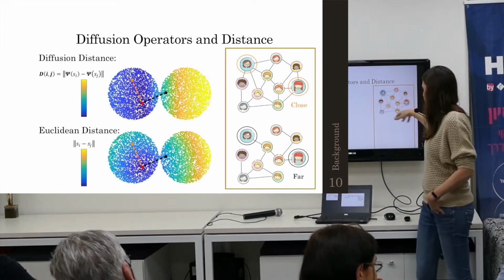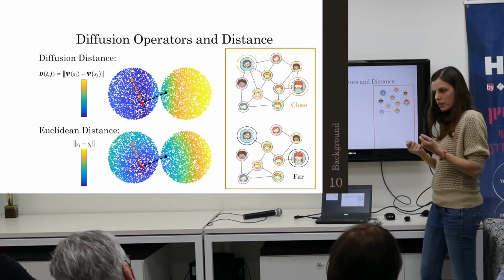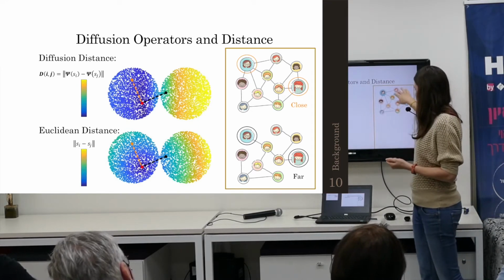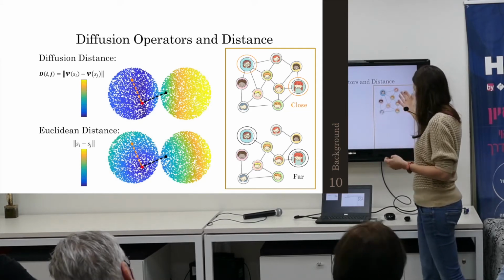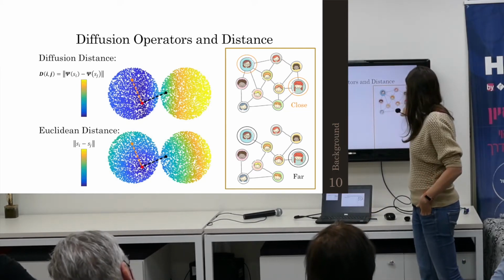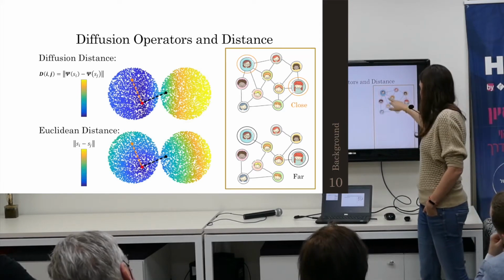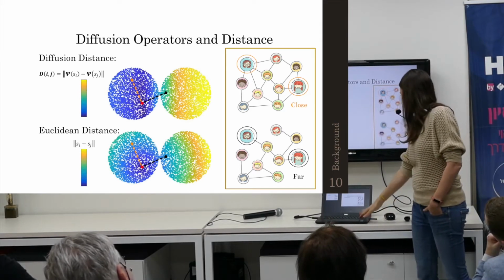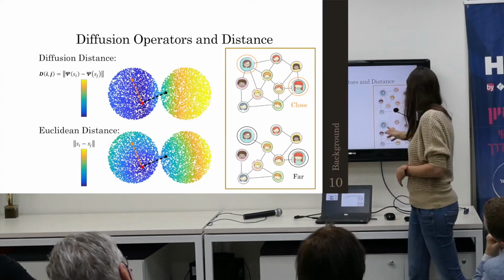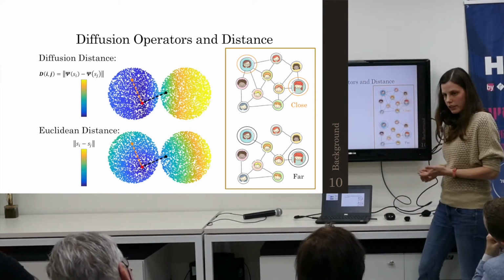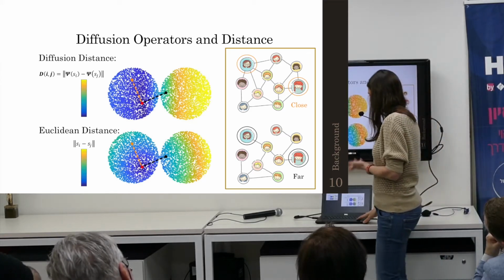If we have a network of friends, the diffusion distance is defined based on the number of paths connecting these friends, or the points. So for example, in this graph, these two nodes will be close because they have many connecting friends. But if we consider this graph, then these two nodes will be farther away because we have only one path connecting them. And why is this distance useful?